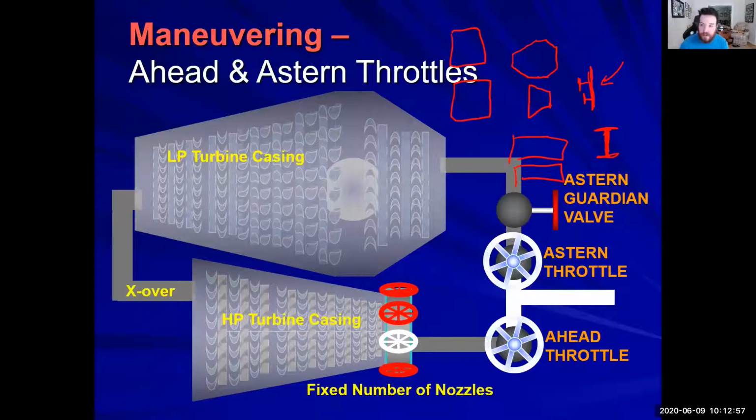Now, right next to the throttle box is a valve that's hanging in the air, and you kind of have to look up at it. That's your stern guardian valve. That's where that stern guardian valve is located, but your stern throttle and a head throttle are located in the throttle box that is quite literally right next to your door.